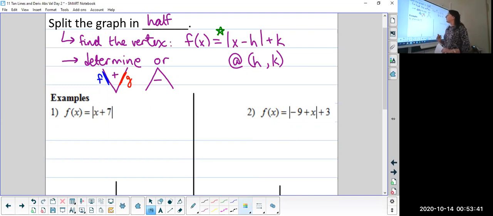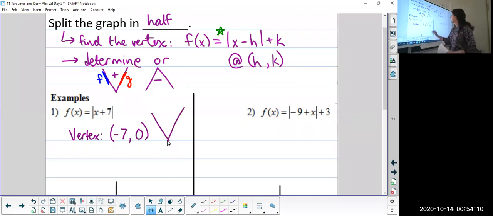f of x equals absolute value of x plus 7. So right away, I state the vertex as -7, 0, because the vertex form is x minus h. So plus 7 means that you did minus a negative, so it's -7. And then k is on the outside. There's nothing on the outside, so k is 0. This is a positive V because the absolute value is positive, and the vertex is right there at -7, 0.